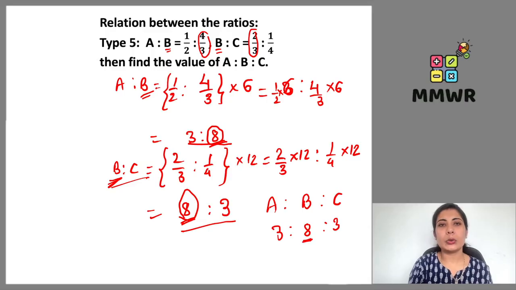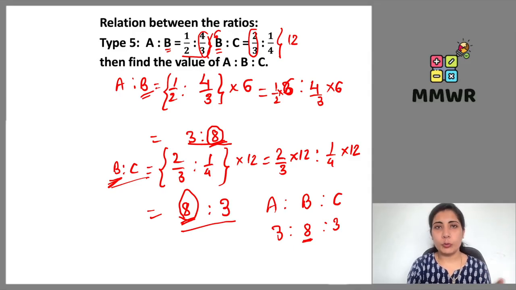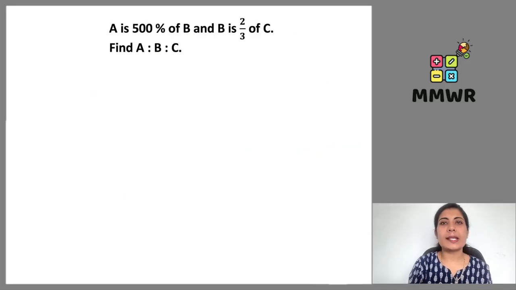How will we do it? Look, here itself we will multiply by 6 and here by 12. So 1 by 2 multiplied by 6 gives me 3:8 for A and B, and the ratio of B and C is 8:3. So rather than writing so many steps, we can do it quickly also. Let us look at the next example.